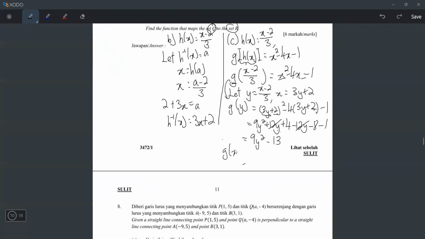Now for my final step, just change it to x. So 9x square minus 5. This last step is just changing the y to x. That's it. Because I want g(x), right? Not g(y). So that should be the answer. Let me just check with the scheme quickly.